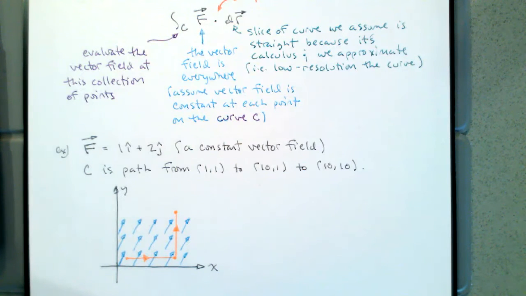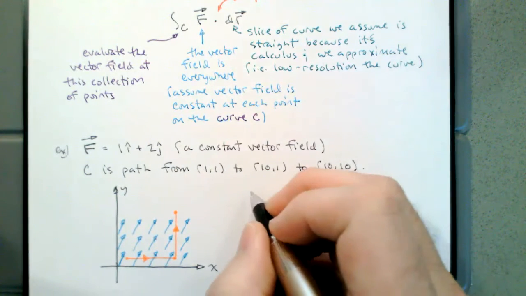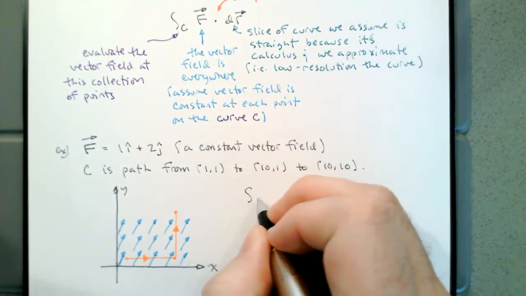So we want to start building our intuition about how line integrals are going to work. So let's start with something simple. At each point along this curve, we're going to evaluate the vector field, and we're going to start with a nice constant vector field. So 1i plus 2j, a bunch of little vectors with a slope of 2.